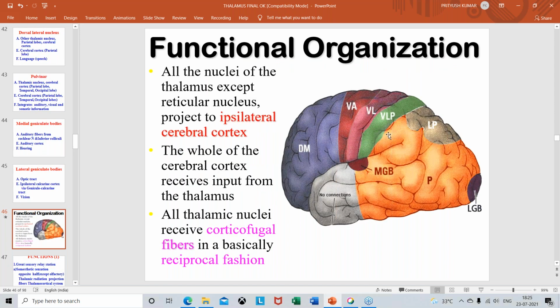So if you see the cortex, you'll find the dorsomedial nucleus is concerned here, and the ventro-anterior is here, the ventrolateral is concerned with this, the ventrolateral posterior with this, the medial geniculate body, the lateral geniculate body is there, and this is the lateral posterior, and this is the pulvinar.